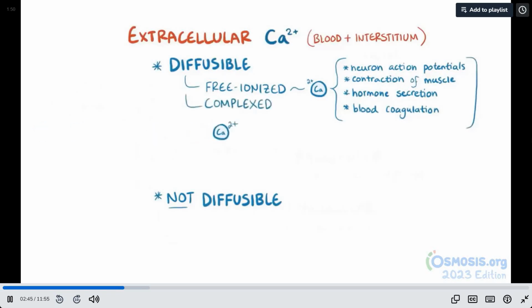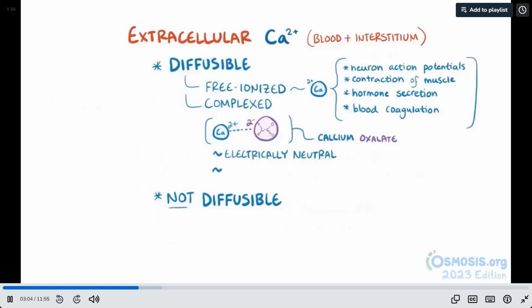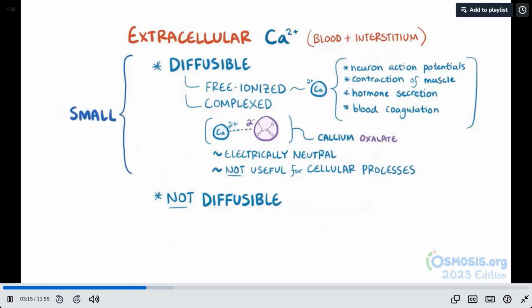The other category is complex calcium, which is where the positively charged calcium is ionically linked to tiny negatively charged molecules, like oxalate, which is a small anion that's normally found in our blood in small amounts. The complex calcium forms a molecule that's electrically neutral, but unlike free ionized calcium, it's not useful for cellular processes. Both of these are called diffusible because they're small enough to diffuse across cell membranes.